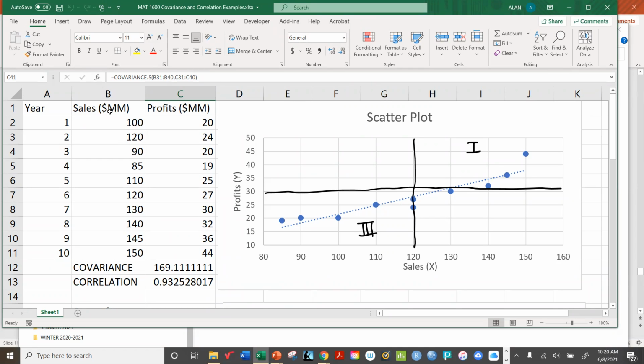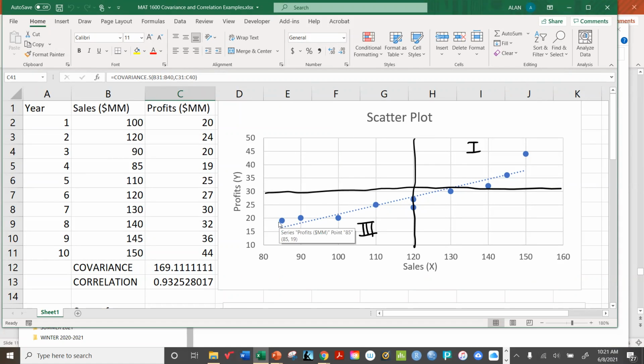And the sales are in the first column, or second column, actually, and then the profits are in the third column. And they're in millions of dollars. And you can see that during good years for the sales, there's a tendency for the profits to be high as well, and vice versa. What you're seeing here is this graphical device known as a scatter plot.